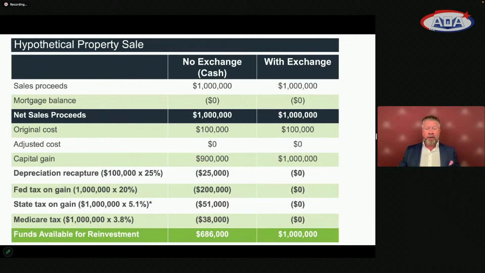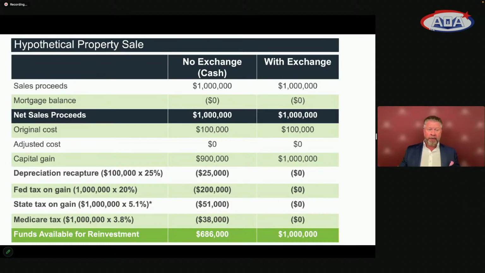So assuming a $1 million property, I want to demonstrate to you what it looks like if you didn't do an exchange and you paid the taxes. Some people don't realize how detrimental this can be. So where it says no exchange in that column, you'll see 4 different taxes in bold.